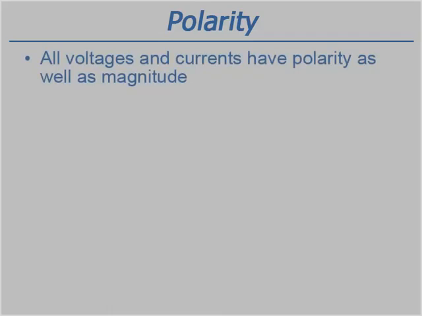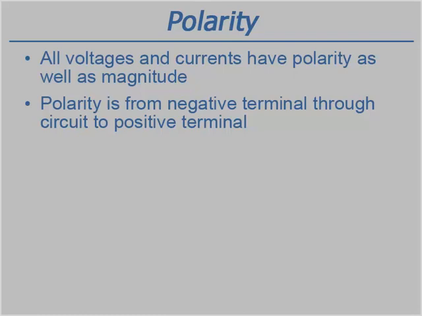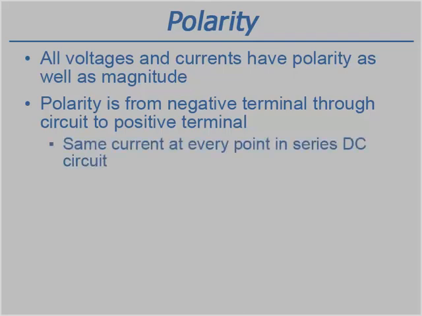All voltages and currents in a circuit have polarity as well as magnitude. The overall polarity in a DC circuit is from the negative DC terminal through the rest of the circuit to the positive DC terminal. In a series circuit, the current is the same at every point in the circuit.